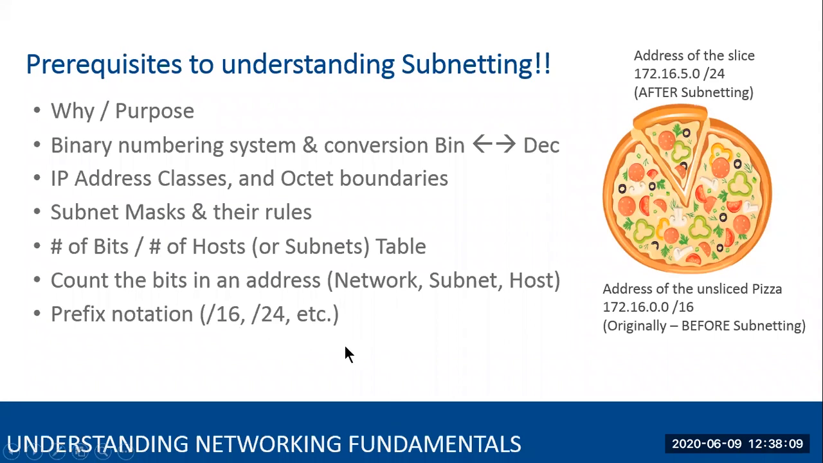And the analogy I like to use is, subnetting is like slicing a pizza. Whenever we order pizza, it always comes sliced. So think of the address of the original network, the unsliced pizza, of 172.16.0.0/16, right, before subnetting. And once the pizza is sliced, now you have an address of the slice. So for example, 172.16.5.0/24 might be the address of one slice after subnetting. Another slice might be 172.16.6.0 and so on.